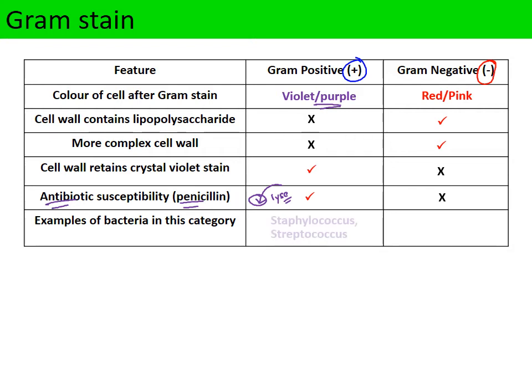So examples of bacteria in two categories then. Well, we know Staphylococcus and Streptococcus. We know these are spherical bacteria. We know they've got a thick layer of peptidoglycan, therefore they're going to stain purple. And we know a nice example of gram-negative bacteria is this bacillus, rod-shaped Salmonella bacteria. We also know E. coli is gram-negative as well.